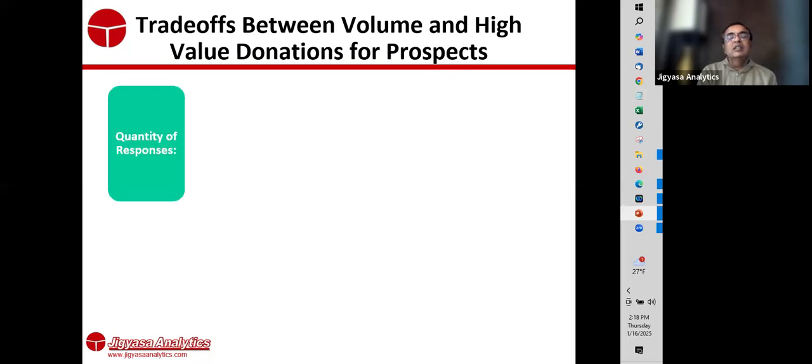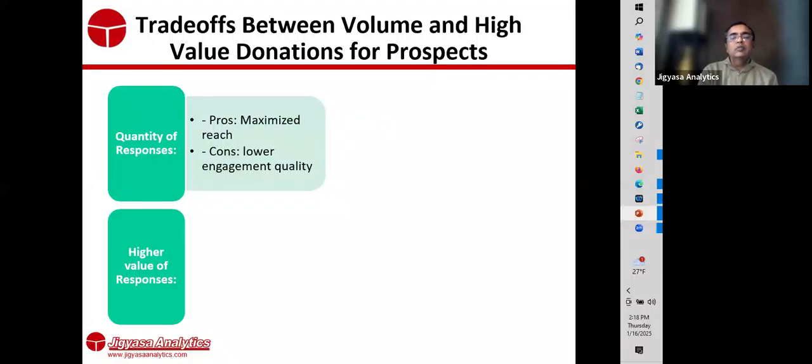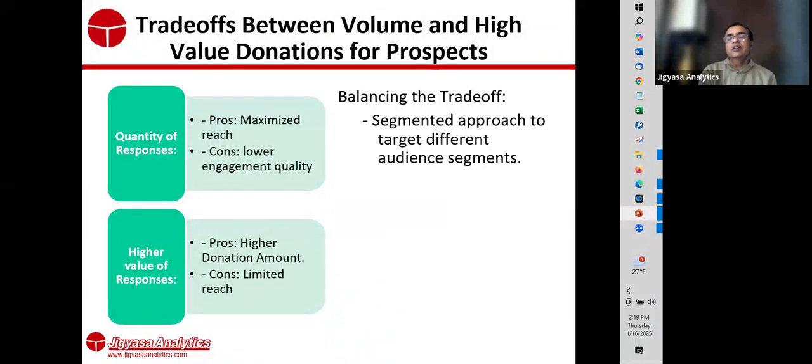If you go for just volume, quantity of responses, you have maximized your reach, but you have a lower average donation amount. So that's kind of the pros and cons of the strategy where you try to maximize donations. As opposed to if you go for higher value of responses, so you try to optimize your machine learning model to go for greater average donation amount, then you get a higher donation amount. Of course, you're targeting that, but you have limited your reach. And so there is a need to balance this trade-off.